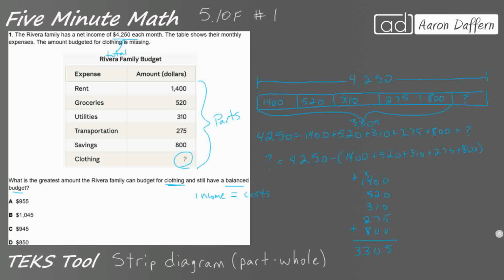$3,305 so far. So if all of that is $3,305, the remainder is going to be whatever it takes to get from 3,305 up to 4,250. So now let's subtract the two.